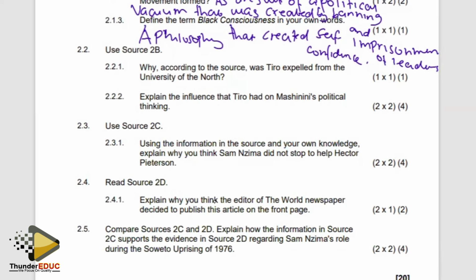All right. Why, according to the source, was Tiro expelled from the University of the North? Okay, according to the source, which is 2B2, it was for a powerful speech he delivered.